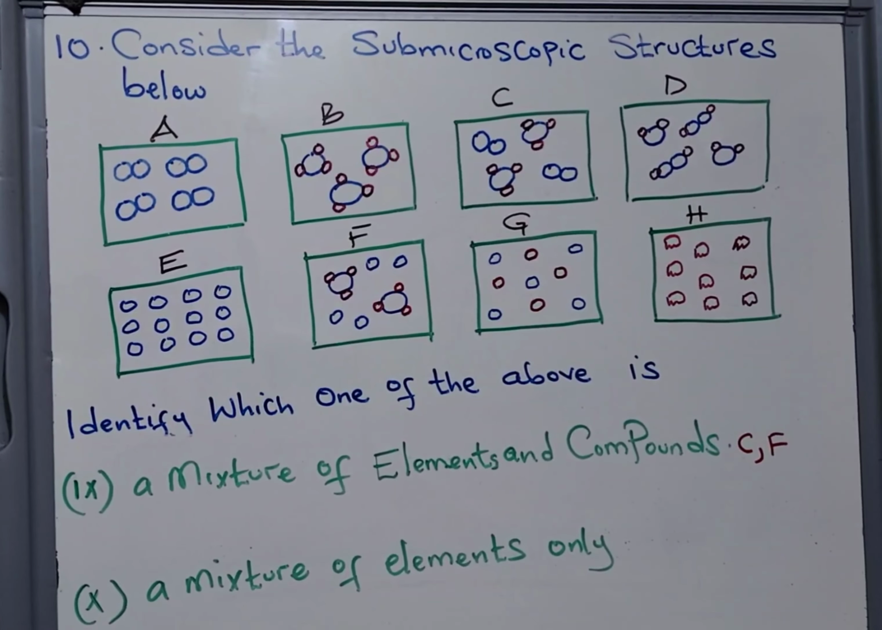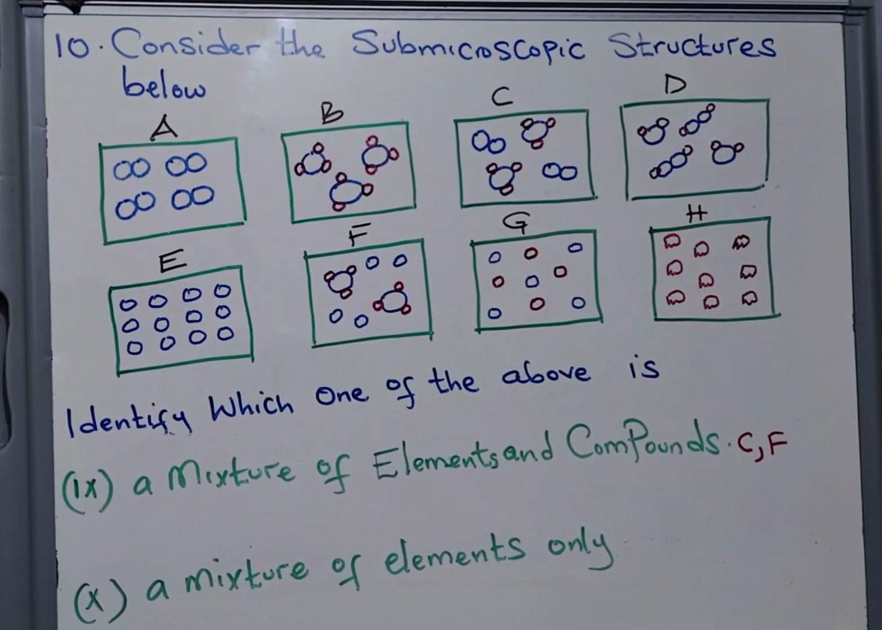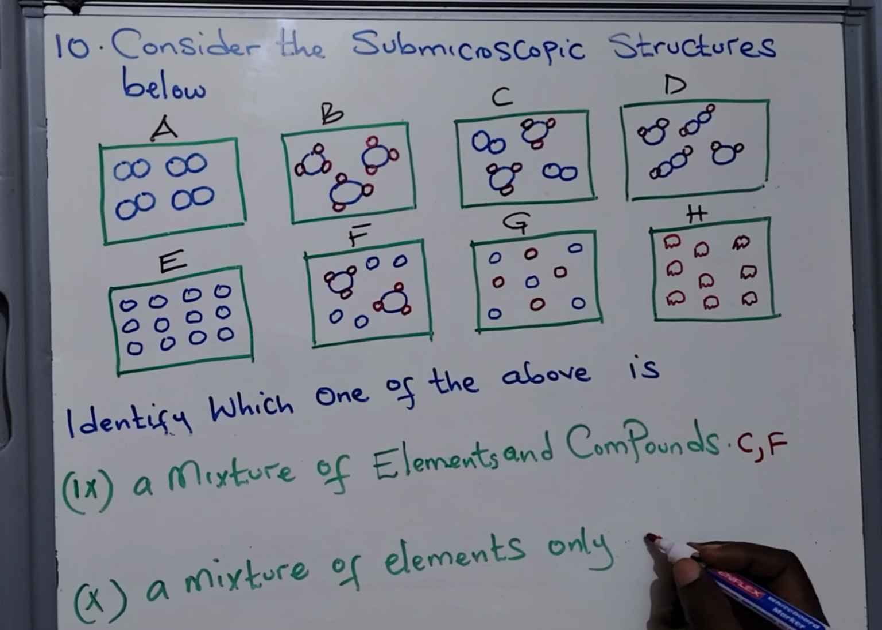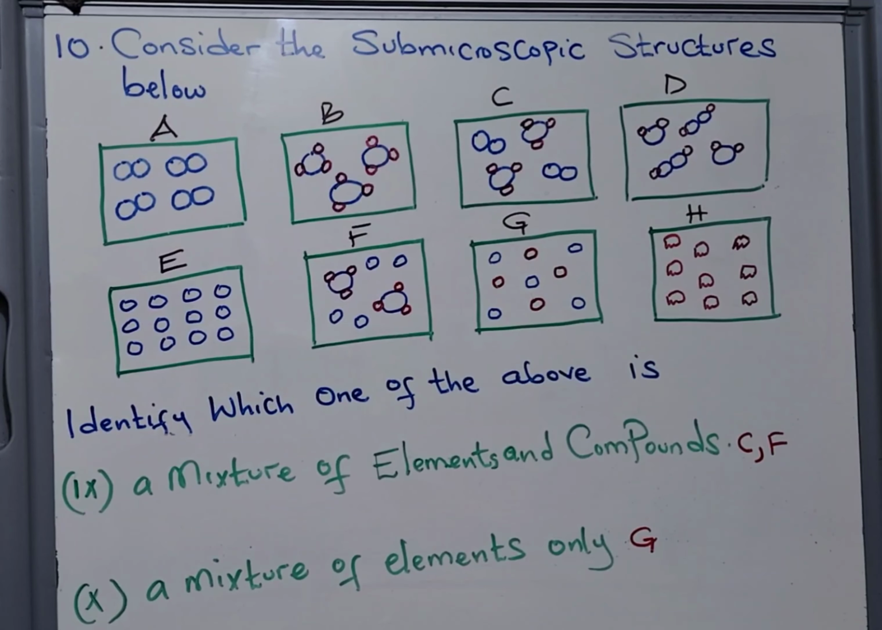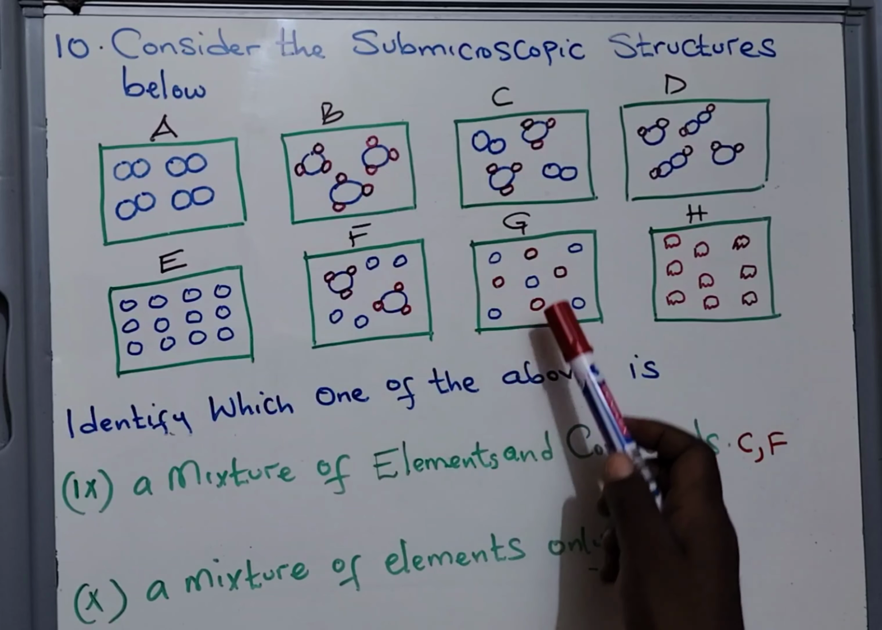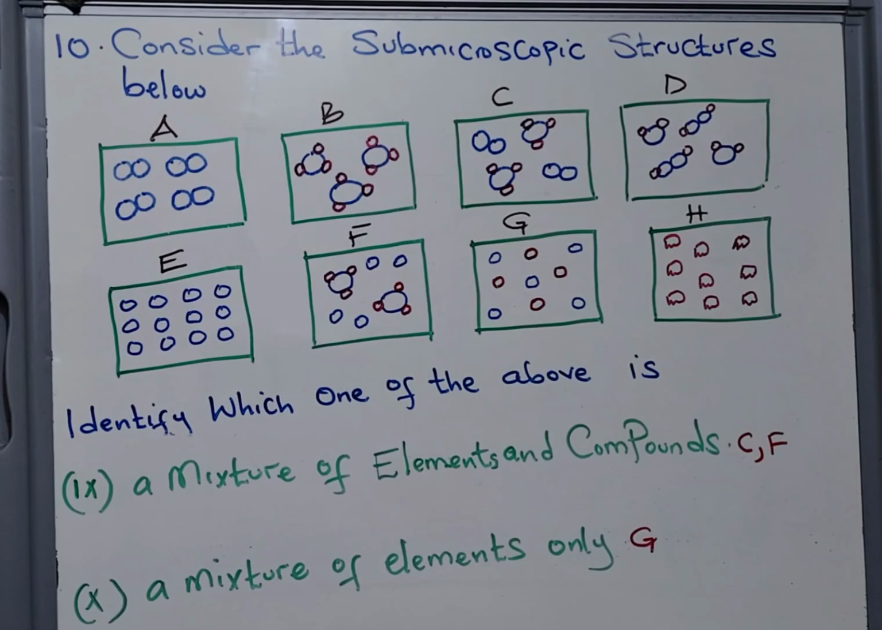Yeah, then comes this question. It says that identify which one of the above is a mixture of elements only. Okay, which one is a mixture of elements only? It means that this one consists of more than one kind of elements, but it doesn't have any compound. So when you check, the answer comes to G. G is made up of two types of elements. The blue is one kind, and the red dotted one represents another kind.